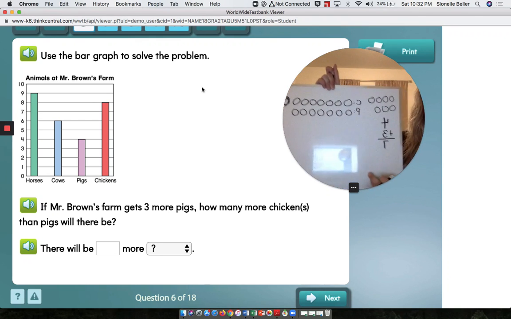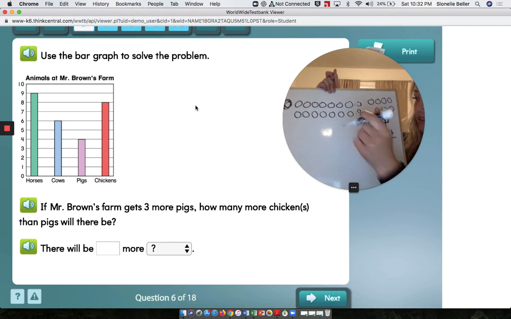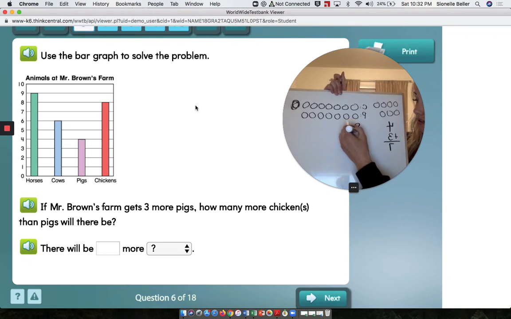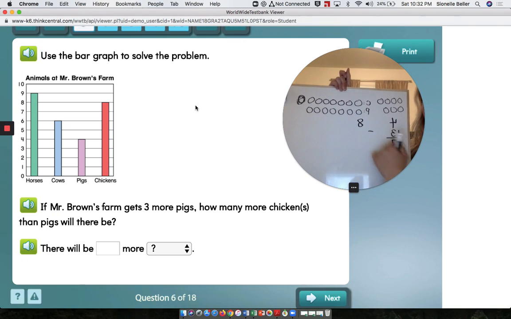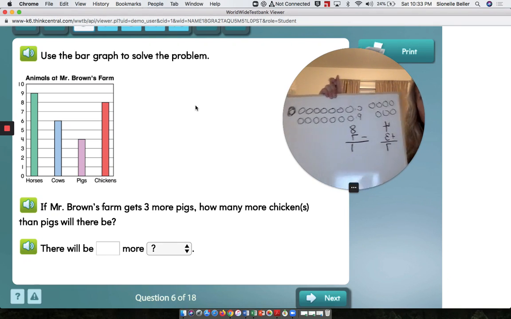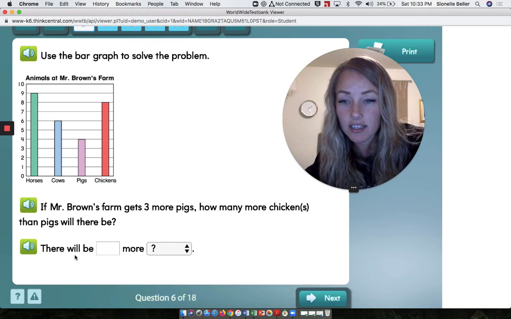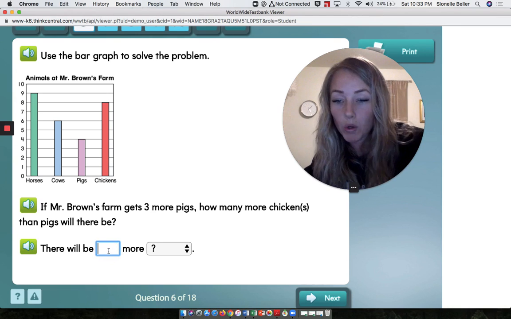than pig. Another way we could do that instead of a picture is subtraction. We know that there are 8 chickens, so we can take away the 7 pigs and figure out that the difference between them is 1. Okay? So now look back at the test screen. It says there will be blank more. So we're going to type in a 1.